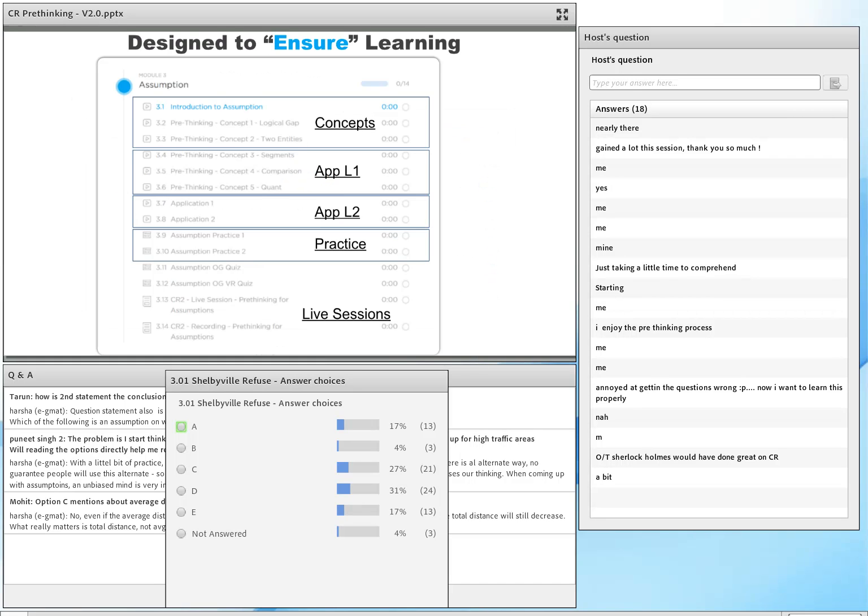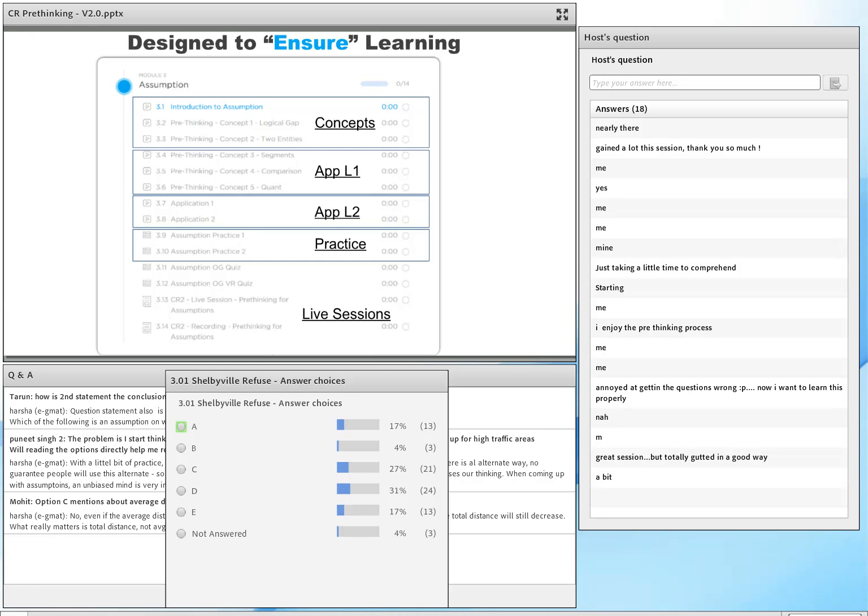If you are a paid student, you have a lot more. The assumption module sets the foundation for argument type questions. So you understand what an assumption is, you understand how an argument is constructed, you then go through the logical gap type arguments, you go through an argument that compares two entities, you go through an argument where we compare segments of the same quantity, and then you go through arguments where there's a comparison of unlike entities, and then quant focused arguments as well.